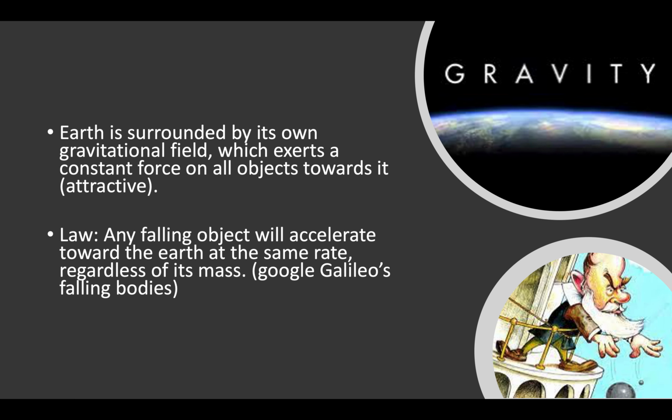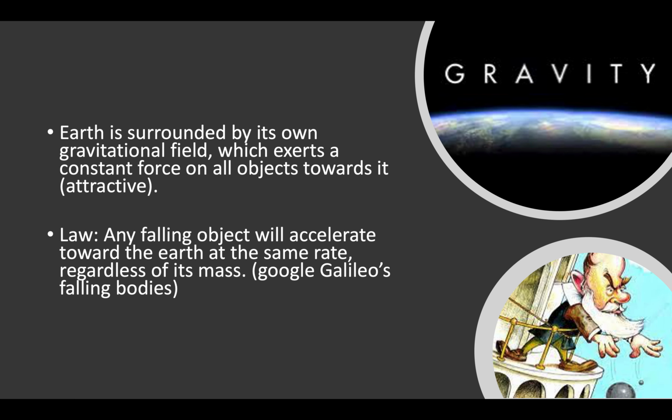So it was found that any falling object will accelerate towards the Earth at the same rate, regardless of its mass. I don't know if you've ever heard of Galileo's falling bodies experiment, where he proved to people that if you have, say, a bowling ball and a tennis ball, and you drop them from the same height at the same time, they will hit the ground at the same time.